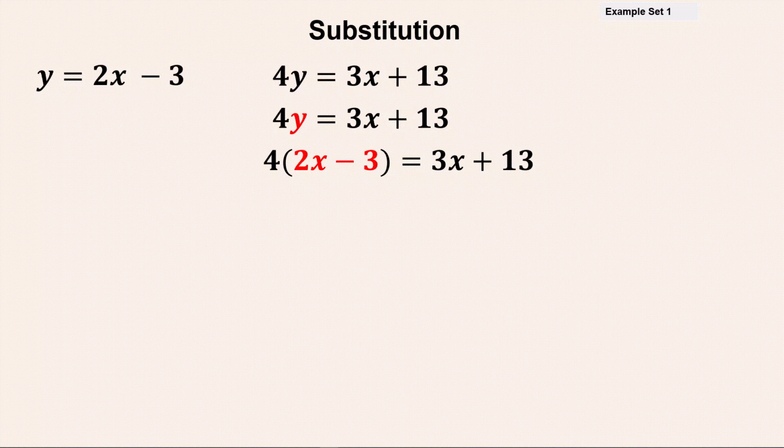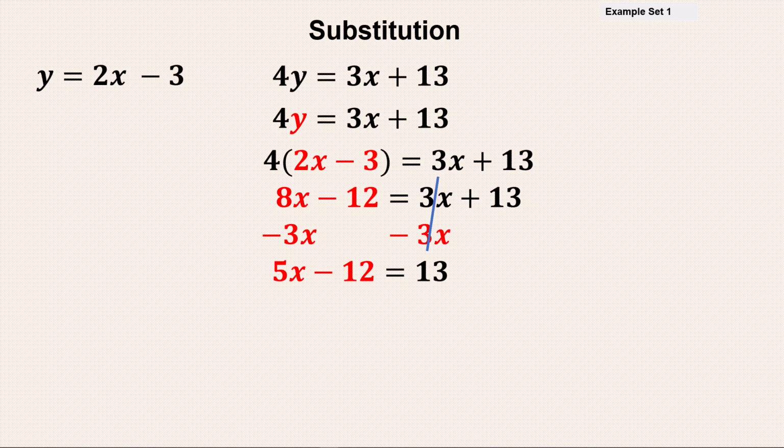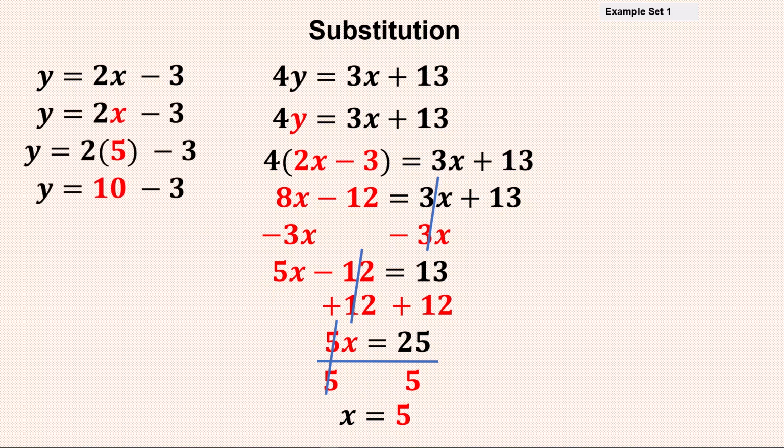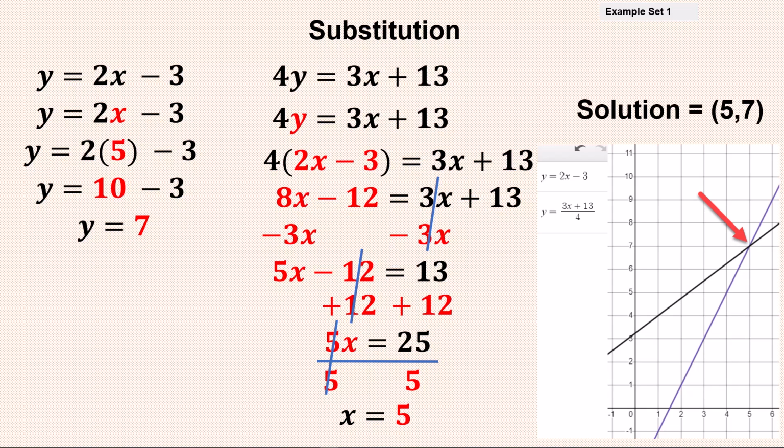Now use your algebra processes to solve for x. First, distributing the 4 on the left side, collect the x terms on the left side and the constants on the right, divide by the coefficient of x, and find the value x is 5. Now substitute the value of x back into the first equation to find the value of y, which is 7. This matches the solution we found previously by graphing using Desmos.